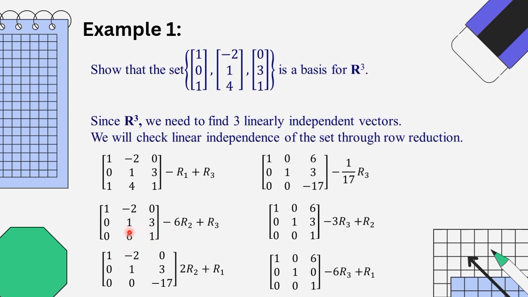Now, -6 times 0, that is equal to 0, plus 0, we have 0. Now next, -6 times row 2, that is -6 times 1, that is -6, plus 6, that is equal to 0. And then next, -6 times 3, that is -18, plus 1, that is -17. That's how we get the third matrix for our solution.